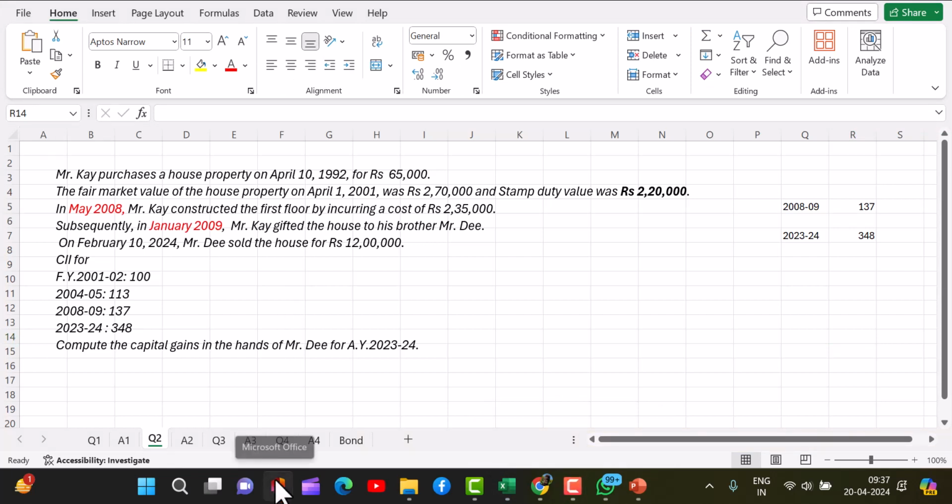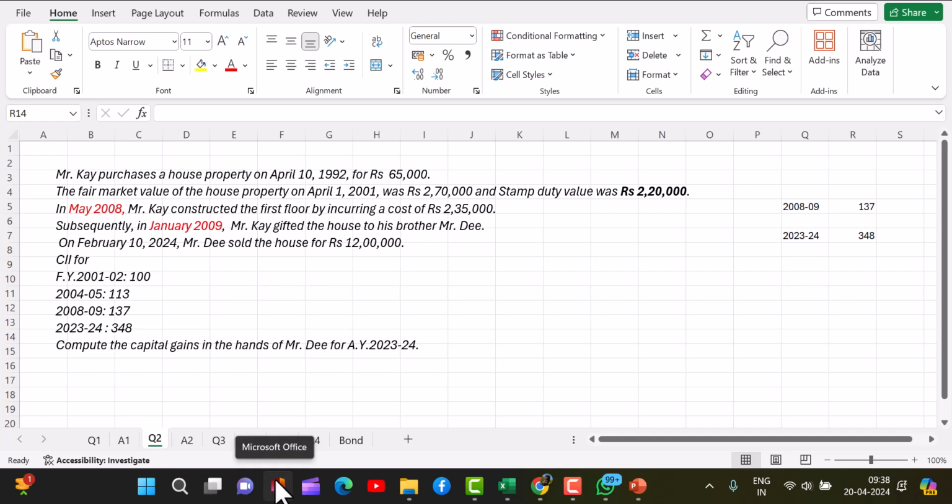Mr. K purchases a house property on April 10, 1992 for rupees 65,000. The fair market value of the house property on April 1, 2001 was 2,70,000 and stamp duty value was 2,20,000. In May 2008, Mr. K constructed the first floor by incurring a cost of rupees 2,35,000. Subsequently, in January 2009, Mr. K gifted the house to his brother, Mr. D. On February 10, 2024, Mr. D sold the house for rupees 12 lakh.